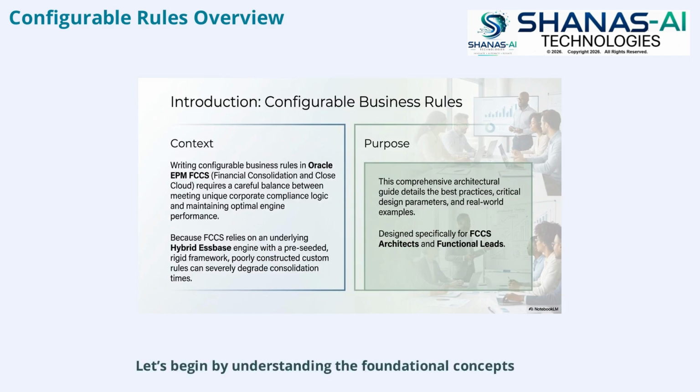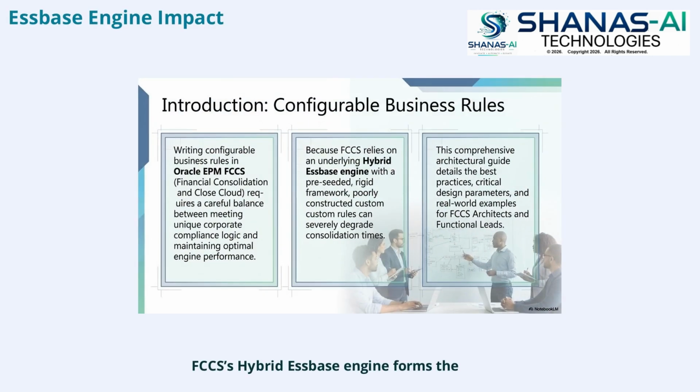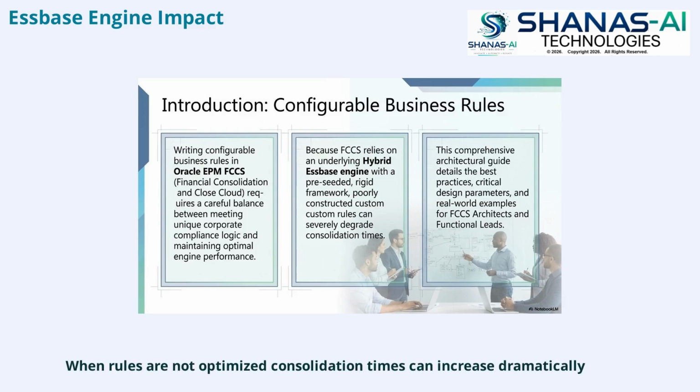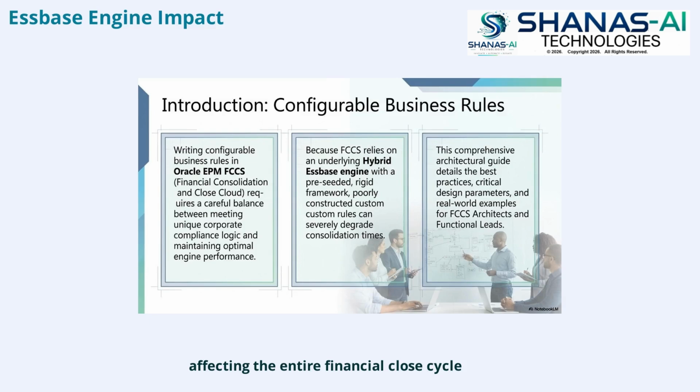and efficient. Let's begin by understanding the foundational concepts that drive configurable business rules in FCCS. FCCS's Hybrid Essbase engine forms the backbone of consolidation and close processes. Its rigid framework means that custom rules must be carefully constructed to avoid degrading performance. When rules are not optimized, consolidation times can increase dramatically, affecting the entire financial close cycle. Understanding how Essbase processes data blocks and calculations is key to writing rules that are both compliant and efficient.